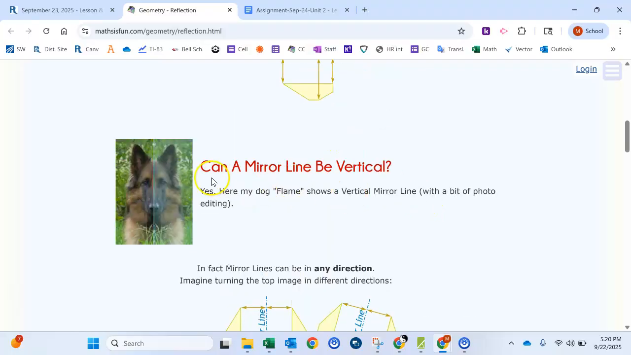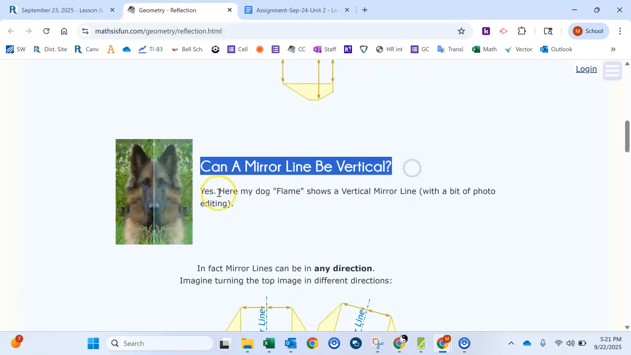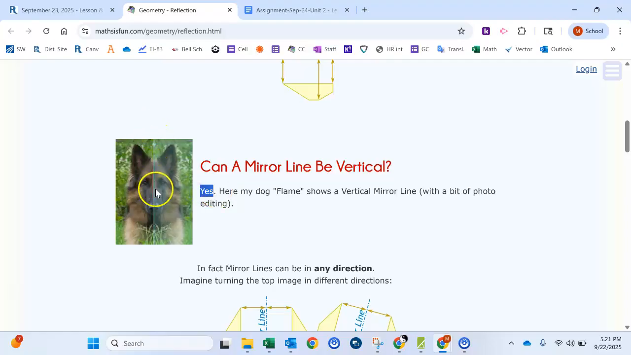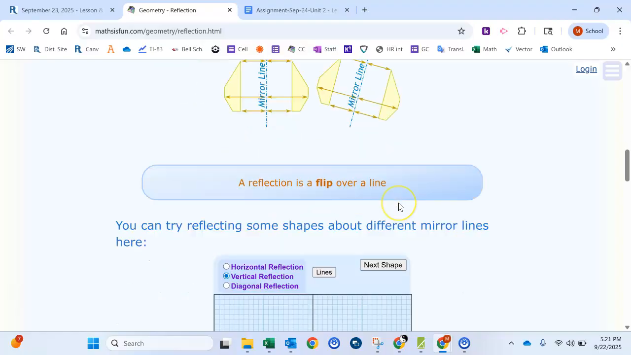So can a mirror line be vertical? Another question. Yes, it can. And the mirror line here is this side. So the top of the ear here, that distance, same distance on this side, right? Or from here to here. Okay, so there you see some of them.